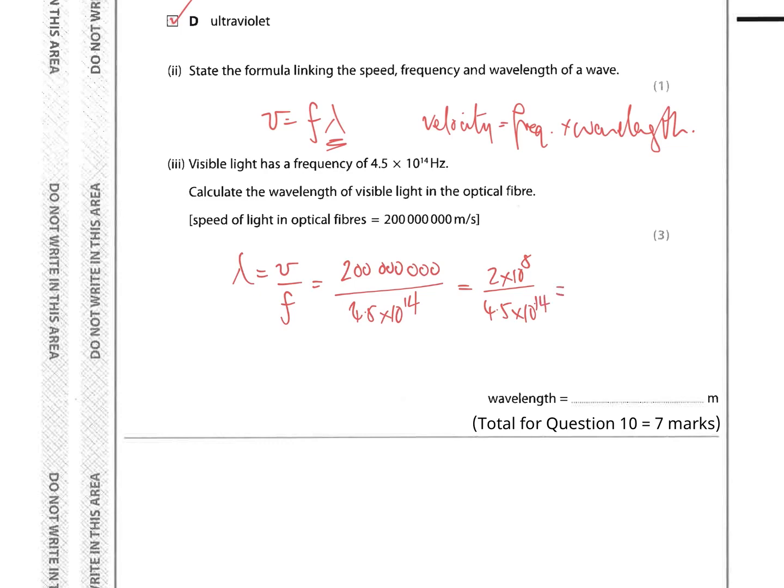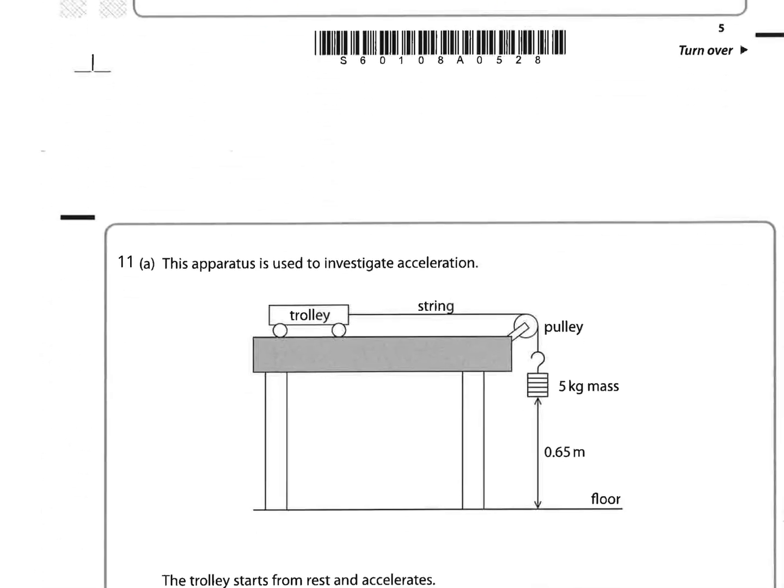And so that's going to give us something in the order of, I'm hoping my scientific calculator is going to do this, gives me 4.4 times 10 to the minus 7 meters. The calculator should have produced that for you. Good, straightforward question, getting lots of marks there hopefully.